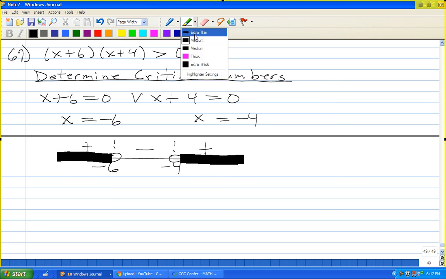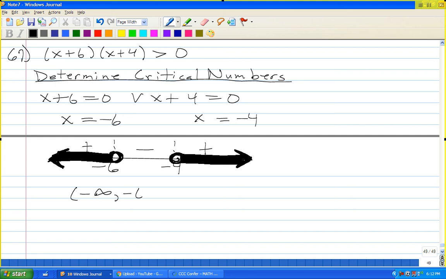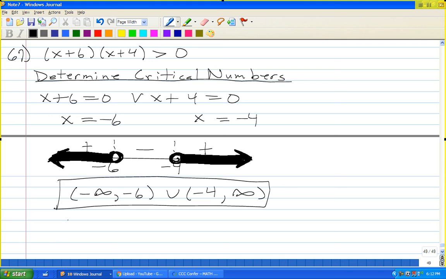And I want it to be greater than 0. So I do not fill in the critical numbers. And so we have the union of two open intervals from negative infinity to negative 6, negative 4 to positive infinity. And that is your solution set.